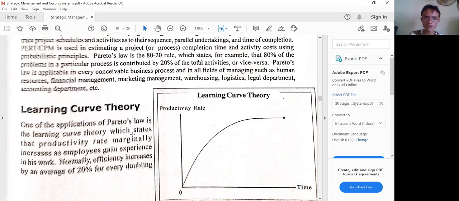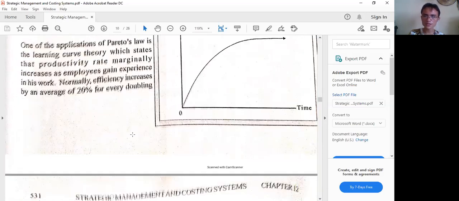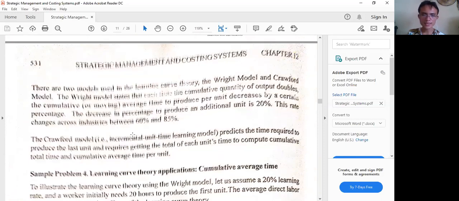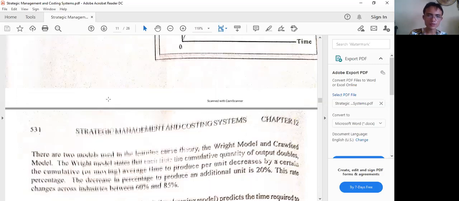It's not continued, so that's why it's called up. It's 530, then 531. Anyway, the point is that the average output would increase, especially the efficiency, by 20% by every double of quantity of output. All right.